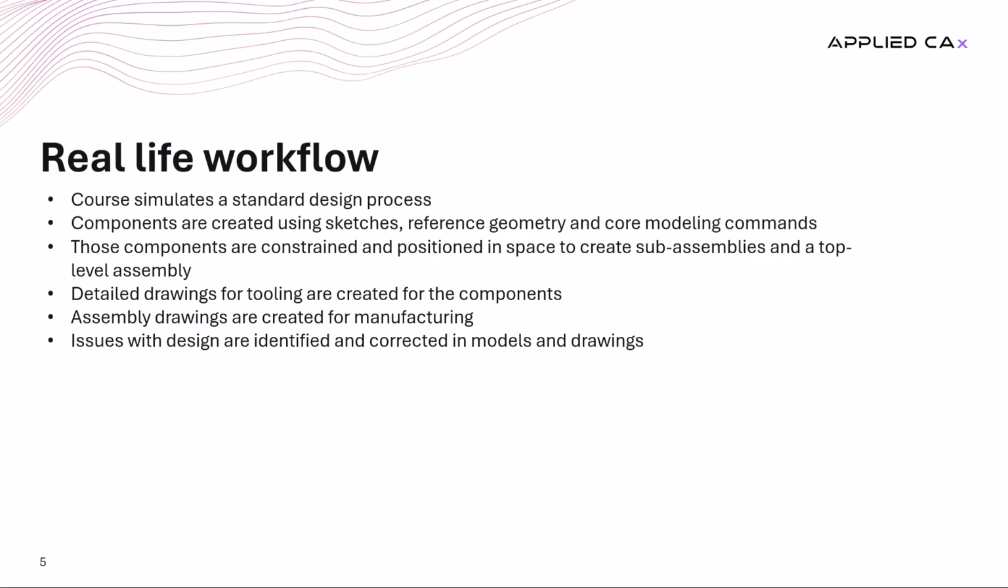The topics in this course include sketching, creating reference geometry, and using modeling commands to create individual components. From there, students will learn how to use constraints to position the components to create assemblies, and finally, how to document the product design for vendors and manufacturing. The final project of the course is a real-life example. Students will need to make changes to the original models to correct some design issues and update the proper documentation to provide revisions to their vendors.